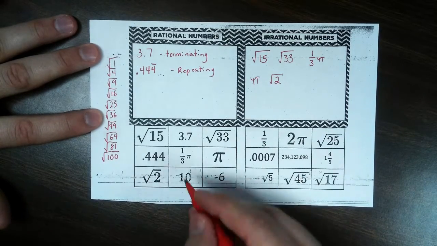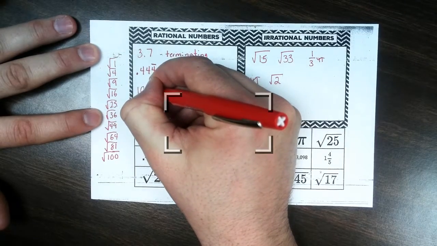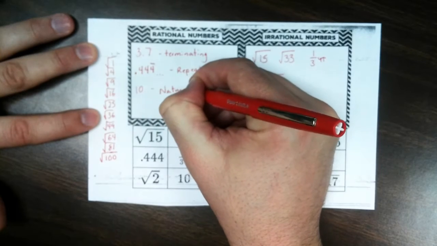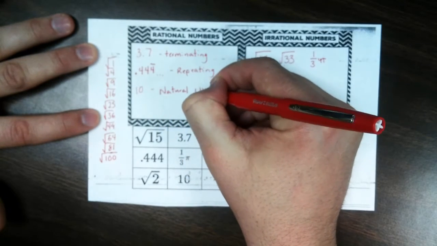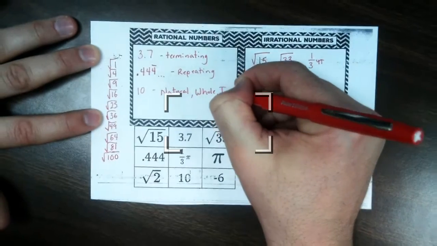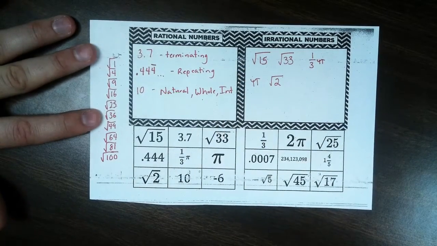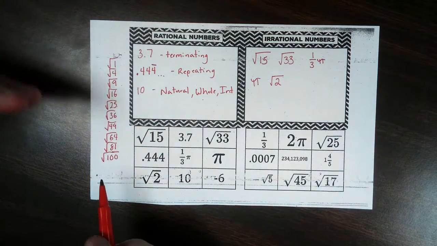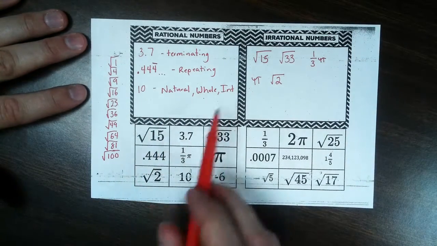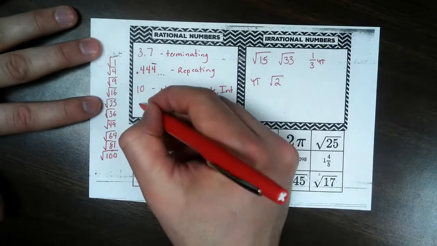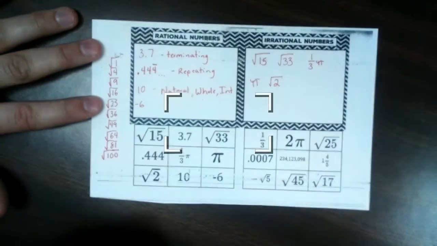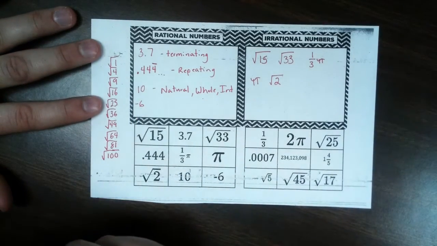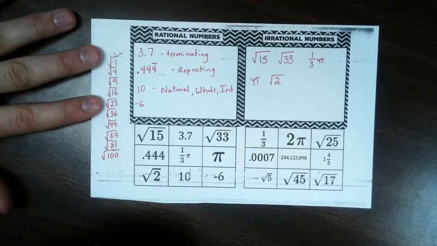The number 10 is considered to be a rational number. It is rational due to the fact it is a natural number. It is a whole number, and it is also an integer. So 10 is a rational number, and the classifications underneath the rational are natural, whole, and integer. -6 is also a rational number. It is an integer. It's not a whole number and it's not a natural number, but it is an integer. So that means it is rational.